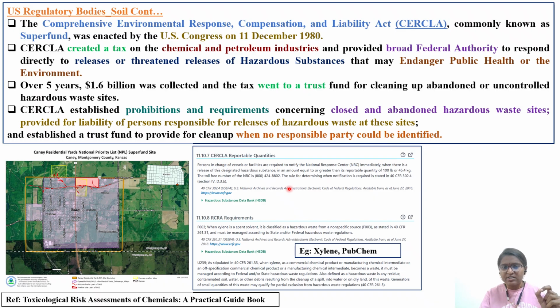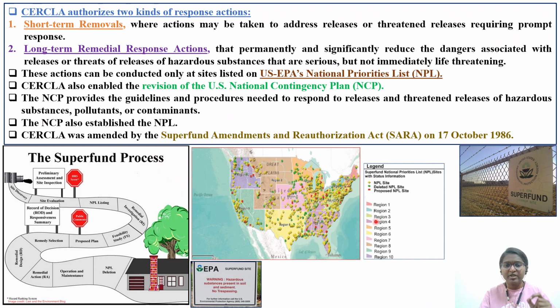Reportable quantities. For example, for xylene, under the Resource Conservation and Recovery Act, they give how to handle xylene. What sites there are, if there is any spillage or accident, that information you can get in the PubChem database here. So next time when you're browsing through PubChem, read these sections. Some people might already be reading, but those who want to learn about safety and hazardous topics can read those particular sections.